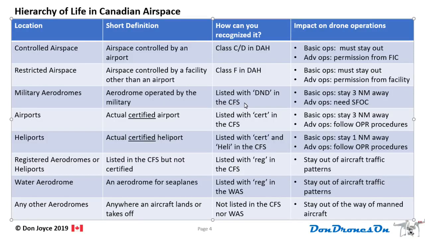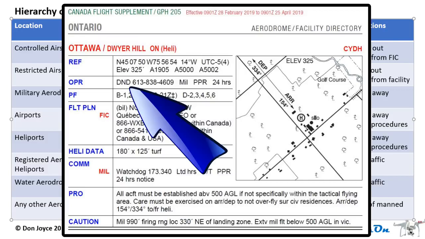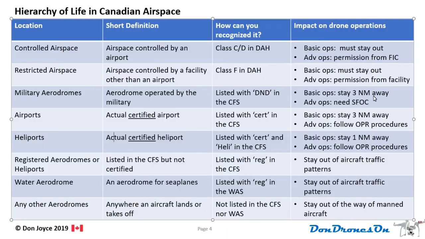In the Canada Flight Supplement, you can identify aerodromes that are military aerodromes because they say DND in the operations area of their listing. Basic operations, you must stay 3 nautical miles away, or 5.6 kilometers. I've just used nautical miles all the way through here because it's a little more compact. In advanced operations, you actually need not only permission from the head of the military facility that you're trying to approach, but you also need a full-on SFOC, Special Flight Operations Certificate.